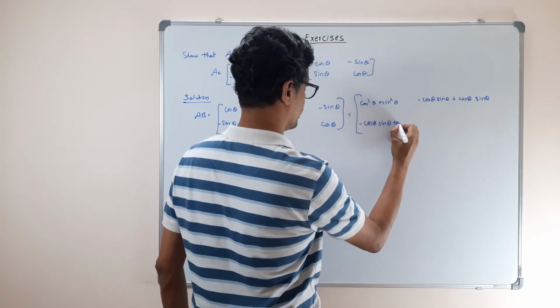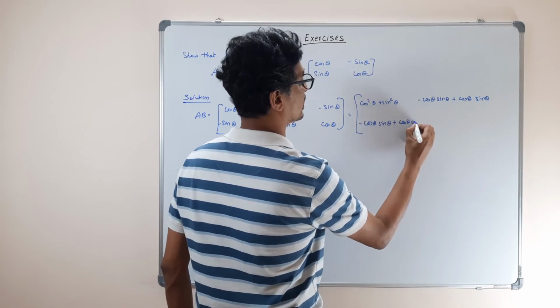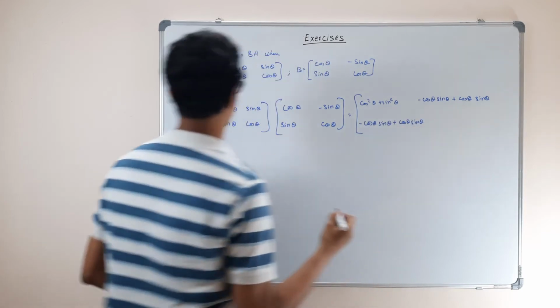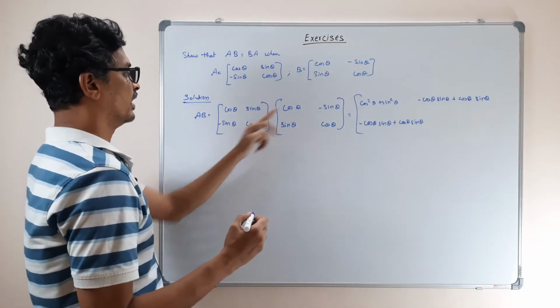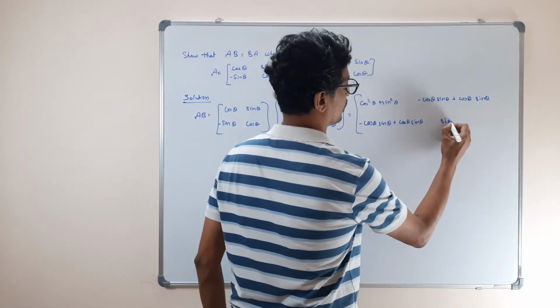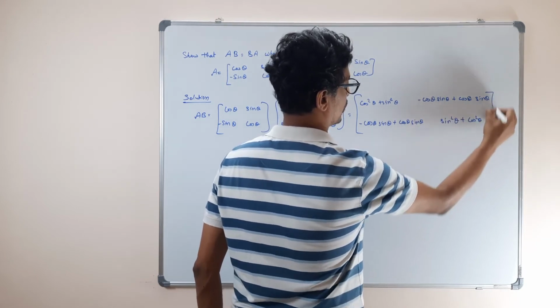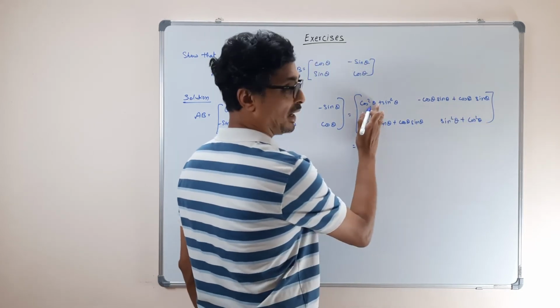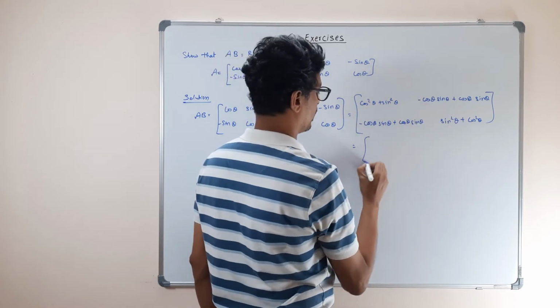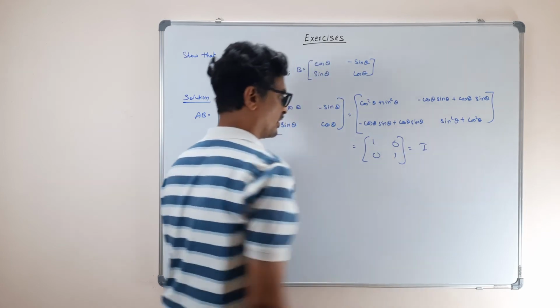Yes, it's a unit matrix. Cos theta sin theta, and this will be simple. What will this be? Sin square theta minus sin square theta plus cos square theta. Okay. Yeah, this is 1, 0, 0, 1. So what you will get? 1, 0, 0, 1. That's nothing but an identity matrix.